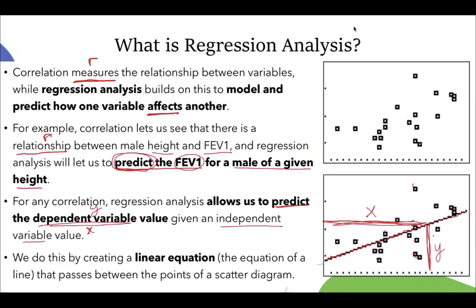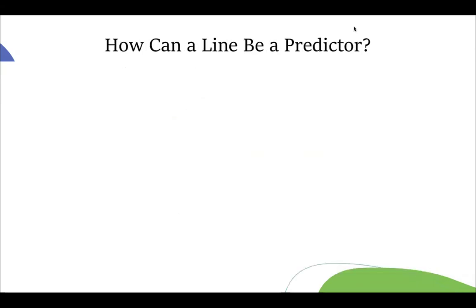So what we will be doing in our model to predict, we will be plugging in a value for x and we will be getting out a value for y. So we are going to put in the independent variable's value and get out the dependent variable value, and that would be our prediction. So how can a line be a predictor?